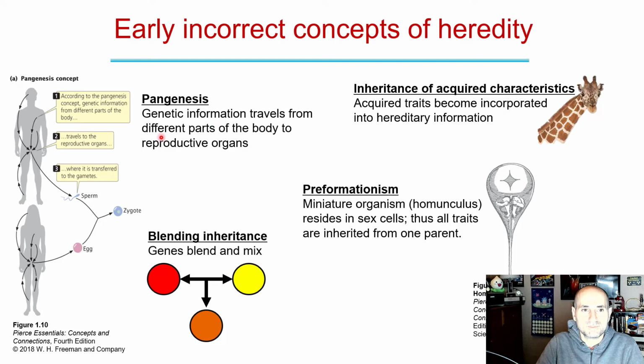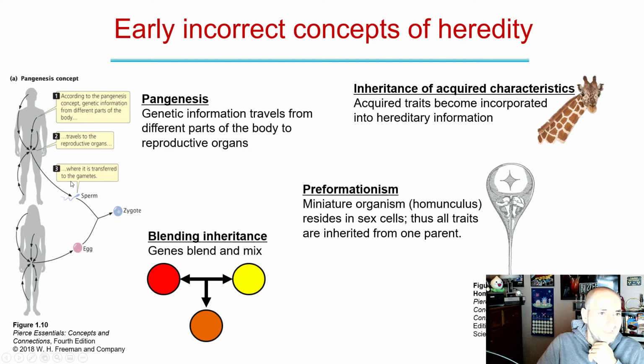Do you know how this one was disproven? It was ultimately disproven when tails were cut from mice for 20 generations, and those mice continued to have offspring with tails. So if pangenesis was correct, then theoretically, a mouse with its tail chopped off should not be able to have offspring with a tail. But obviously, pangenesis was shown to be incorrect.